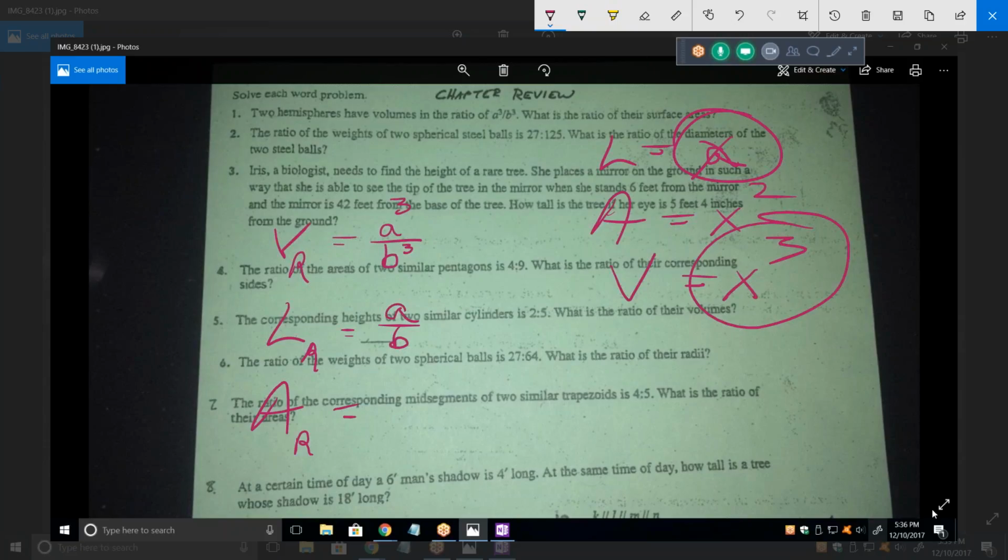It would be A squared over B squared, right? You've got to square both. You're squaring the whole thing. This is, first of all, the same as this. They're not different. They're the same thing. Okay? This is this also.